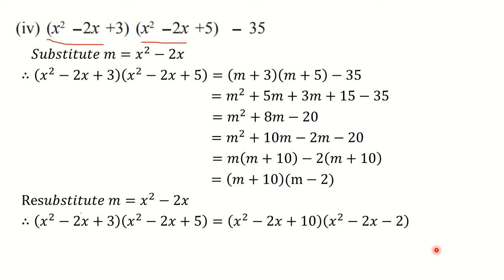All the sums are similar, only you need to understand how to factorize it. As I have said, you have to observe the last term. If it is positive, go for addition. If it is negative, go for subtraction. And for the signs of the numbers, you have to see the middle term. Okay, let us go further now.